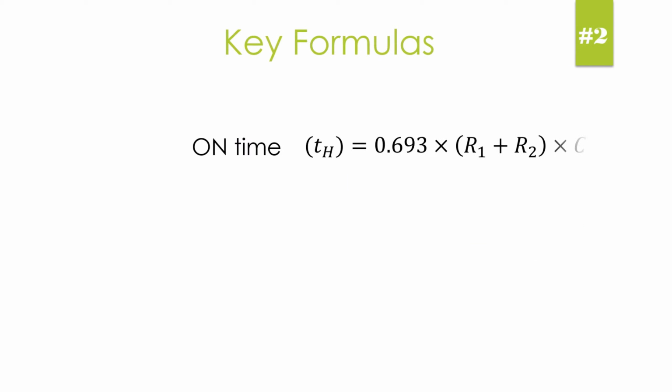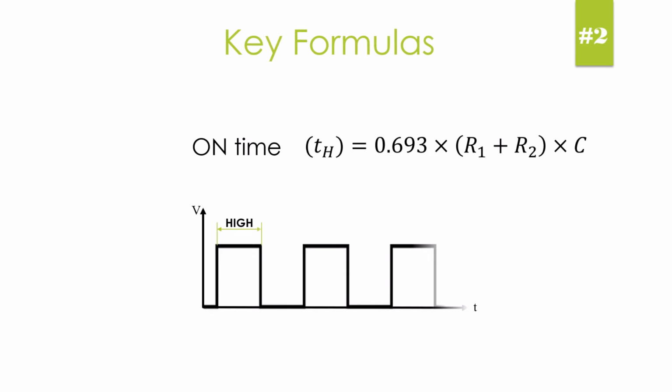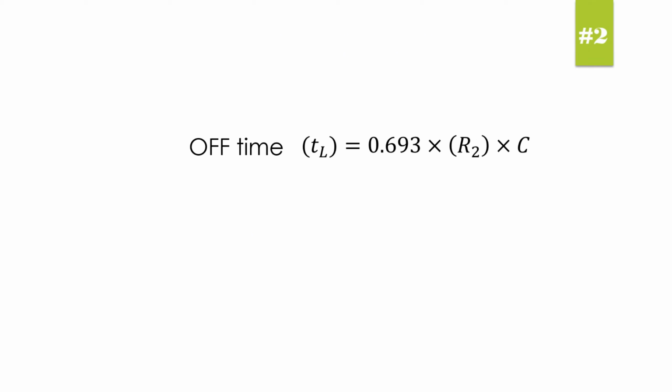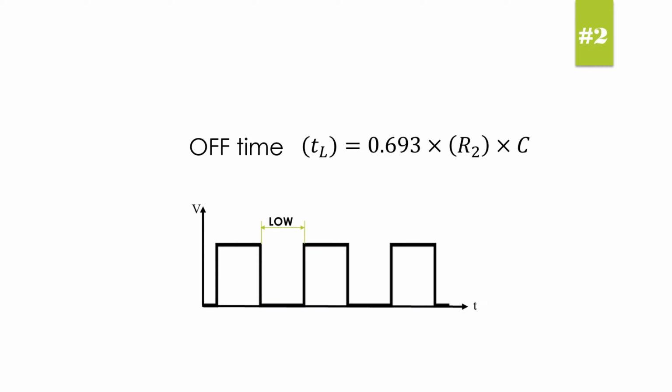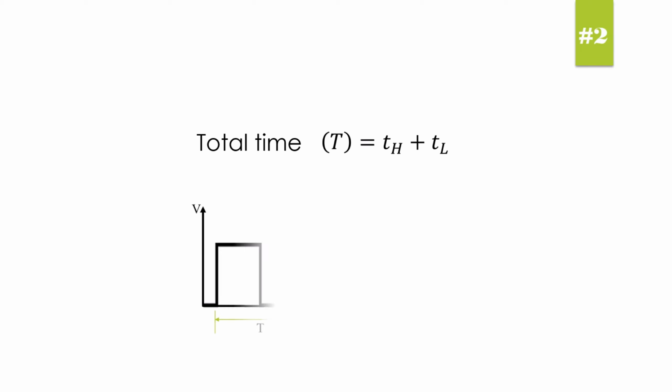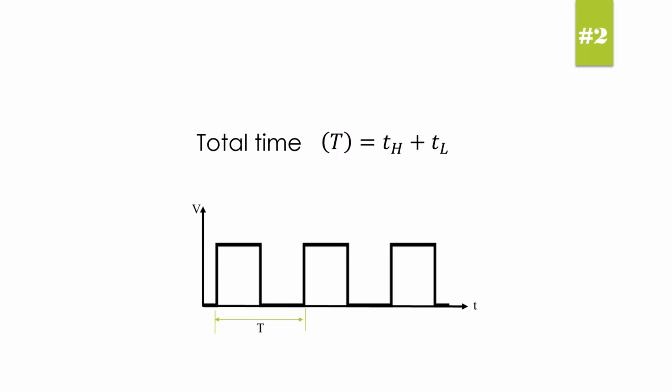Key formulas you should know. The on-time TH of the timer is obtained when the capacitor is charging. The time on is 0.693 multiplied by R1 plus R2, multiplied by the capacitance of the capacitor. The off-time TL is obtained when the capacitor is discharging. The time off is 0.693 multiplied by R2 multiplied by the capacitance of the capacitor. The total duration T is the sum of the on-time and the off-time.